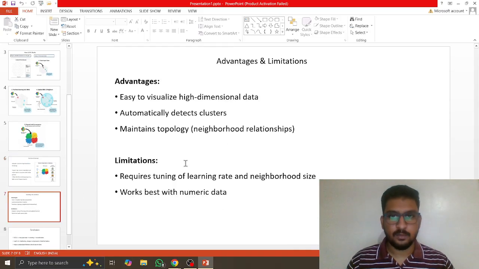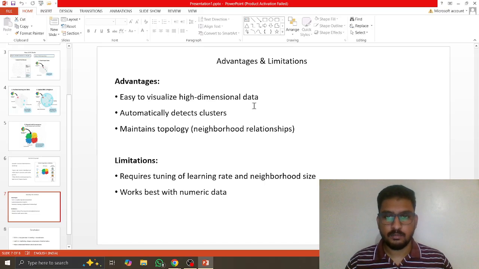Then, advantages and limitations. It is easy to visualize high dimensional data: whatever high dimensional data we have, it will break down into clusters and put similar data points together, which is helpful for companies. It automatically detects clusters: whenever we provide input data to the 2D grid structure, it automatically forms clusters according to similar data points. And it maintains topology and neighborhood relationships: whenever we put one data point to a cluster, the neighbors also modify their weights and try to get close to the input data point.